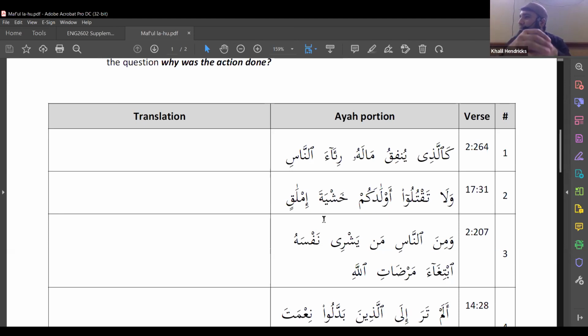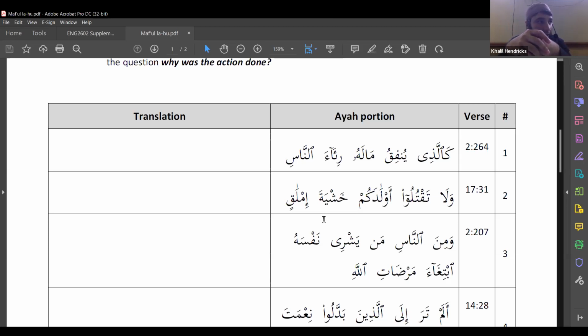رياء الناس. Ria, you know maybe from the word Ria. What does that mean? For show. So he did it ria'an nas so that people could see him, for the sight of people. That word Nas is connected to Ria. That's mudafun ilayh. What is that telling me? It is telling me why he did the action. He did it so that people could see him, or for the sight of people.